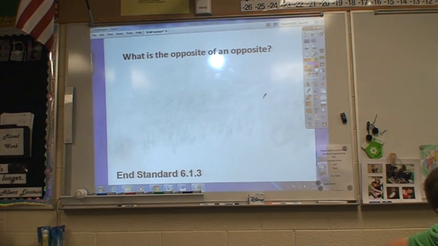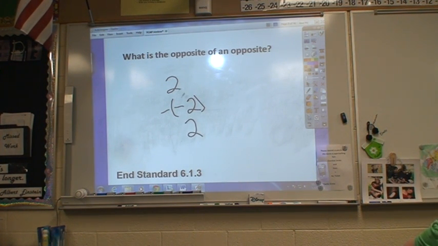Last thing, what is the opposite of an opposite? So if I think about the number 2, the opposite of 2 is a -2. What would the opposite of the opposite be? So a -2, that would end up bringing us back to the original number. So the opposite of the opposite is the number we started with.